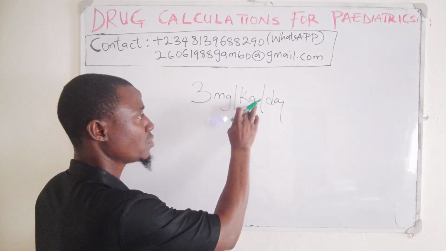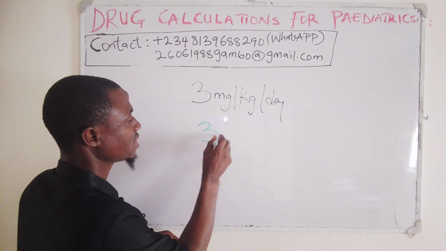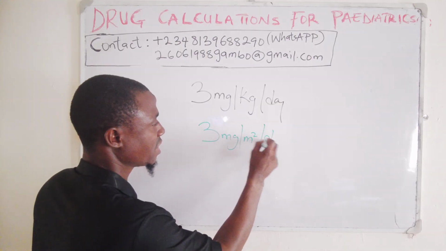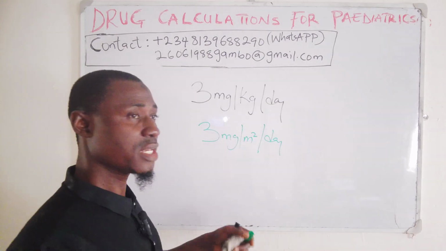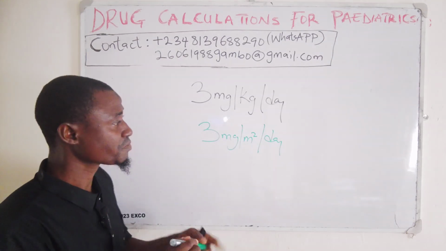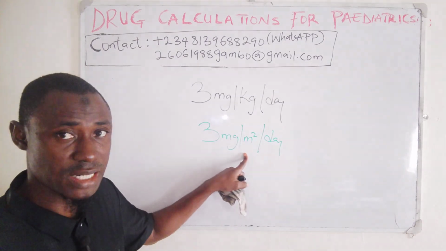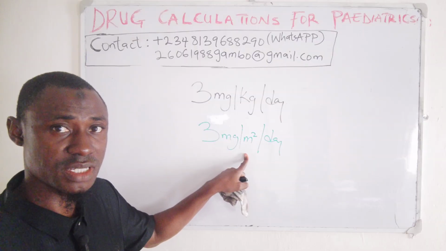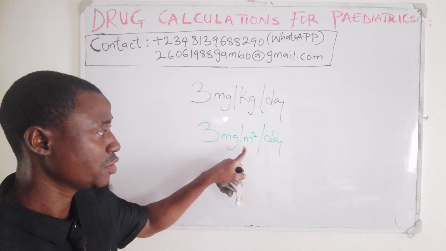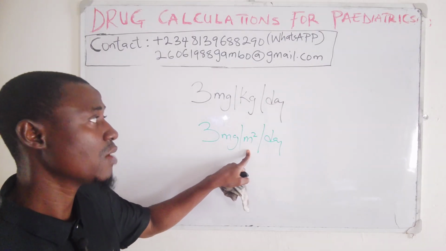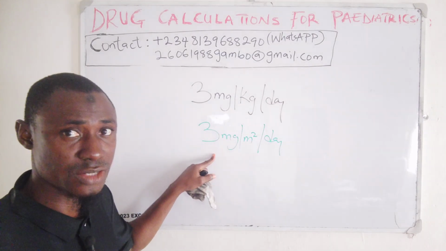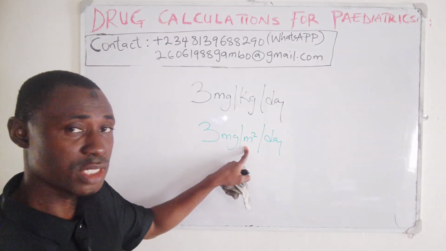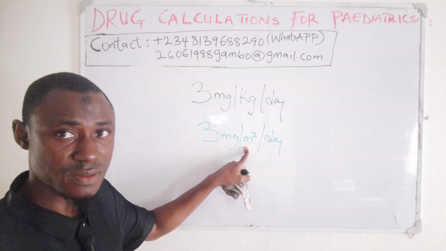Now, sometimes, especially some anti-cancer drugs are also dosed like this, but in that case, it does not come as kilogram. It comes as, let's say, 3 milligrams per meter square per day, or it can be per week depending on the drug. So it's something that you cannot do without as a nurse who is charged with the responsibility of administering drugs. You need to have a sound understanding of how to calculate drugs that are dosed according to either the body weight of the child or the body surface area of the child.